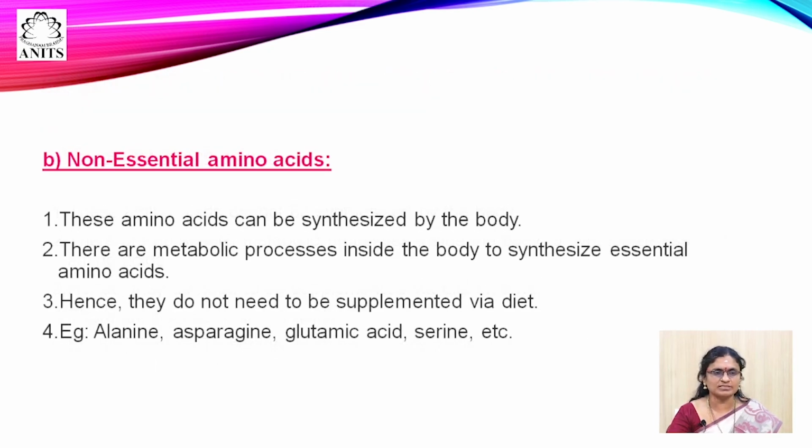Non-essential amino acids are the amino acids that can be synthesized by the body. There are metabolic processes inside the body to synthesize these amino acids. So we need not supplement them in the diet. Examples for non-essential amino acids are alanine, asparagine, glutamic acid, and serine.